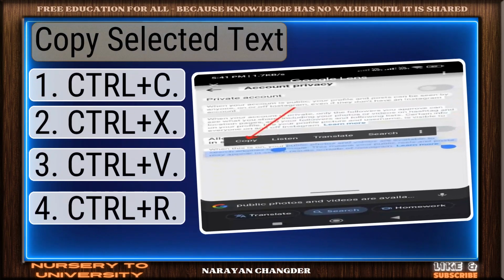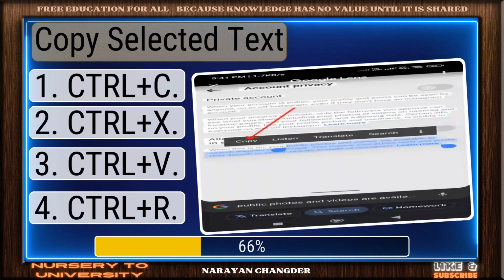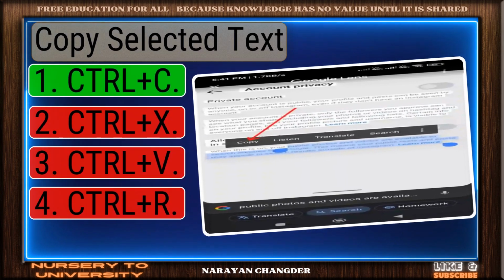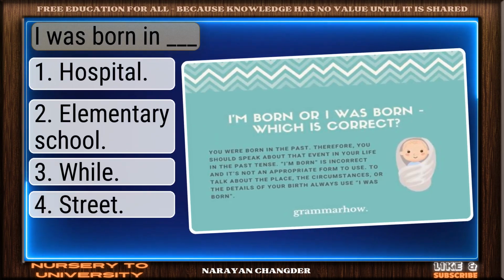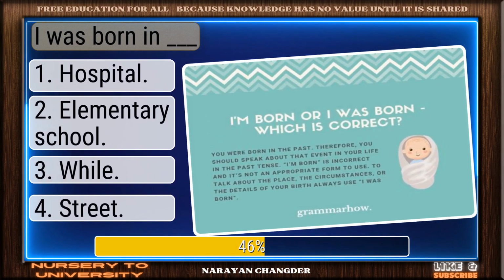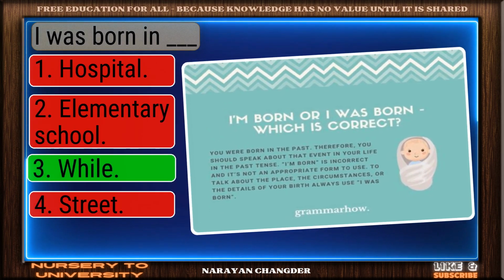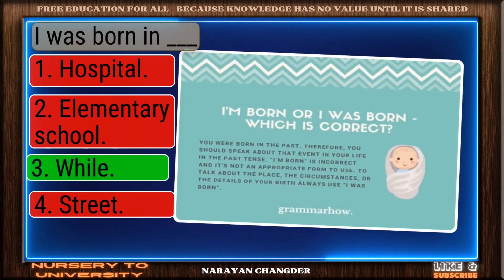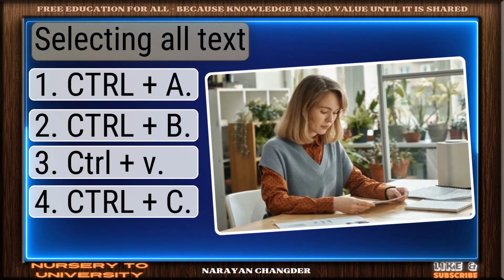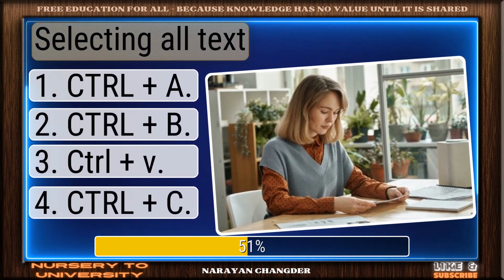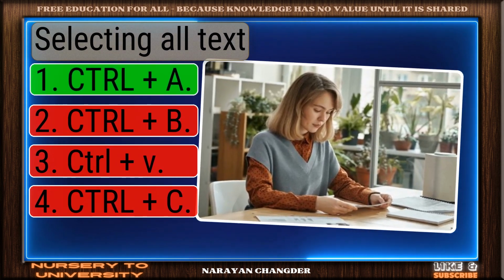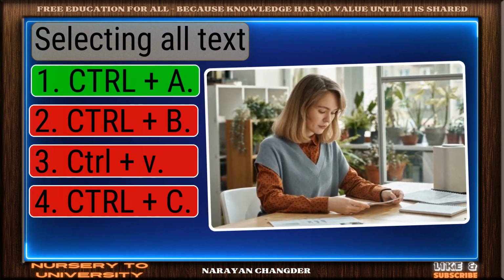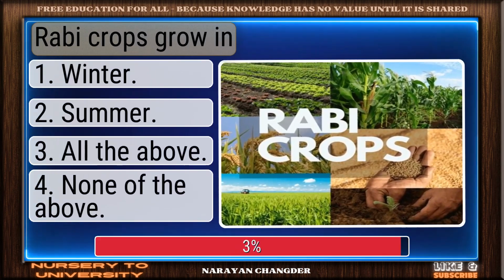Copy selected text. On track. Ctrl plus C is the correct answer. I was born in dash. Sharp thinking. While is the right choice. Selecting all text. Nice work. You chose Control plus A, and it is correct. Rabi crops growing.